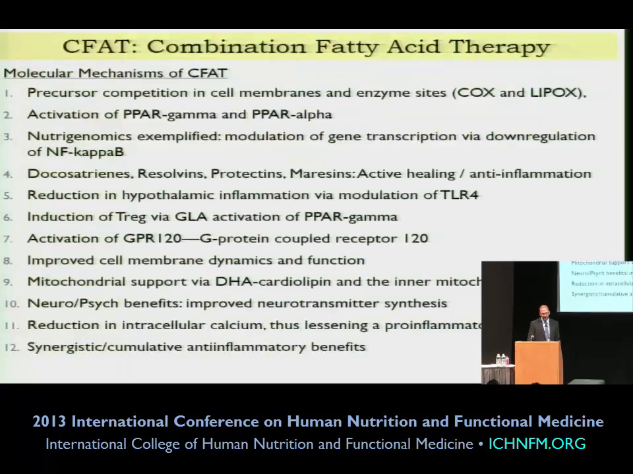Again, sorry, I'll go back to that one. You know, I have a whole lecture on combination fatty acid therapy that could last about 3 hours, and here I've had to just summarize it in one slide. But you can see we've got lots of mechanisms through which fatty acids have been shown to create their clinical results. But what ultimately are those clinical results? People are happier, they have less pain, and they live longer. Right? That's what happens when people consume combination fatty acids, or at the very least, fish oil.